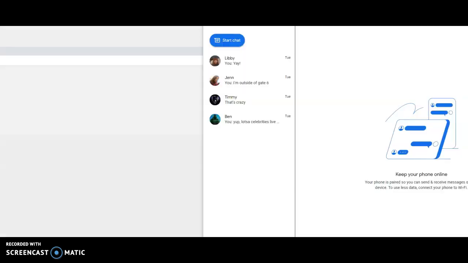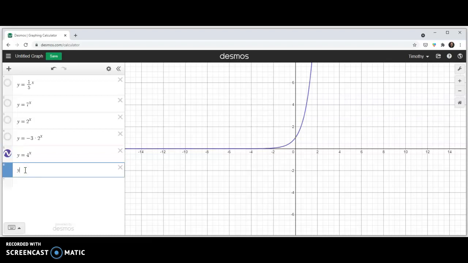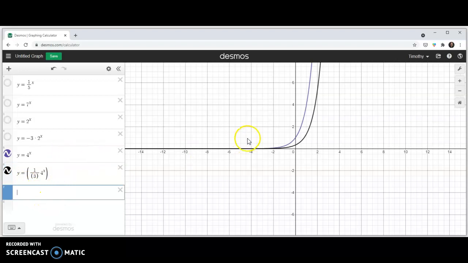So let's start out with 4 to the x. y equals 4 to the x. There's that function. Same function, y equals 4 to the x, but we're going to put a 1/3 in front of it. All right, the original parent function is purple, and then we just made a 1/3 multiplied by it. It made it a little bit wider. Notice it stretched out wider. It's like a compression. The function was compressed.